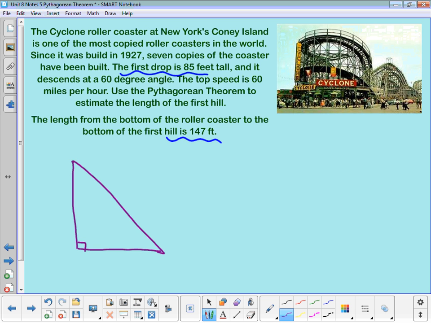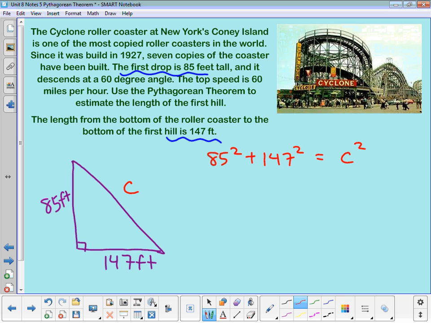So I know that the top is 85 feet above ground, and I also know that the length from the bottom of the roller coaster to the bottom of the hill is 147 feet. I'm missing the C value. The C value is always the hypotenuse, it's always the longest side, it's always by itself in the Pythagorean theorem. So if I set this up, I have 85 squared plus 147 squared is equal to C squared.